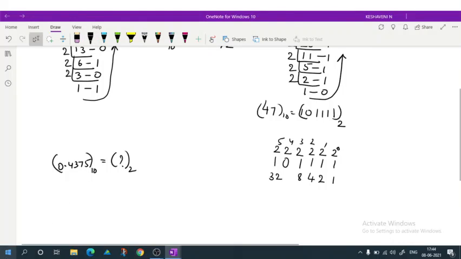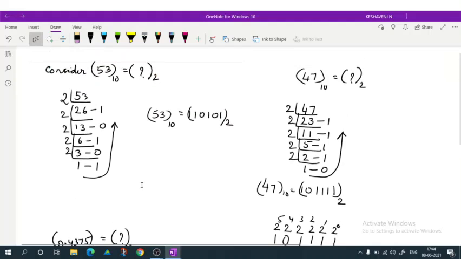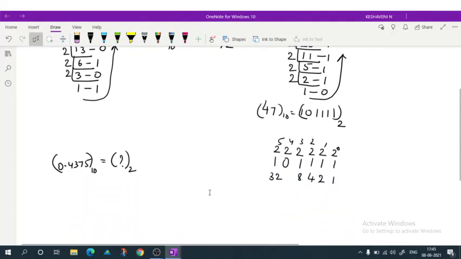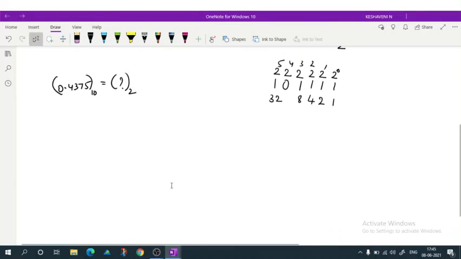Now see here, you have a fraction part. If you have a fraction part, you have to divide by 2 before the fraction point, as we have done here. After the fraction point you have to multiply.